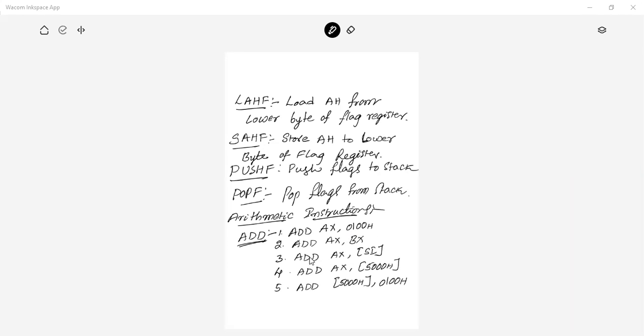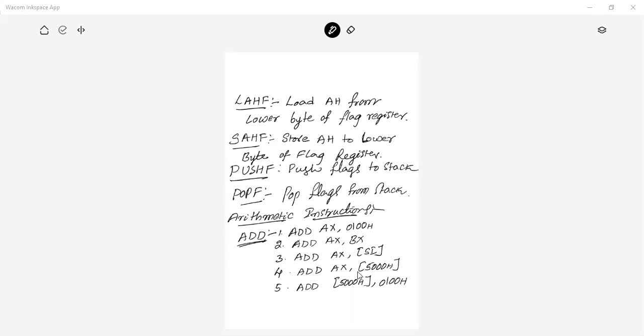And another one is ADD AX comma square bracket SI, indirect addressing mode, right? This is the source data address. The data address is contained by the SI register. The SI register holds the address of the data in such a way that we can copy the data into AX, right? 16-bit data we are copying. That is why the destination is a 16-bit register.